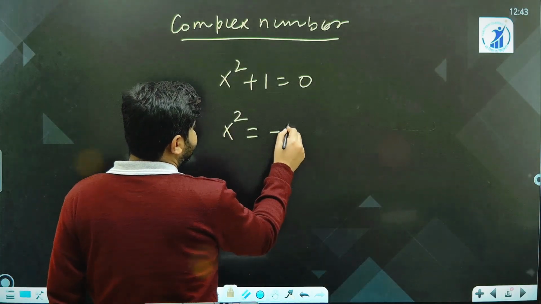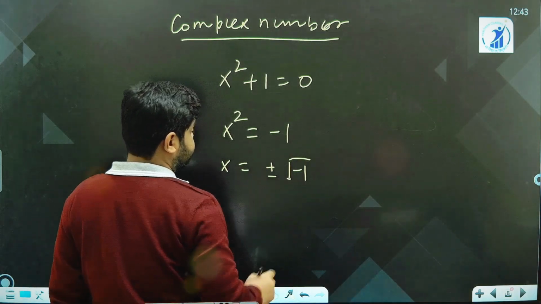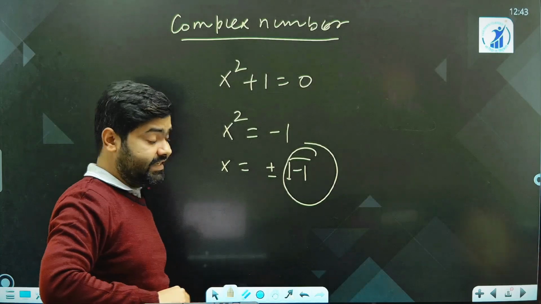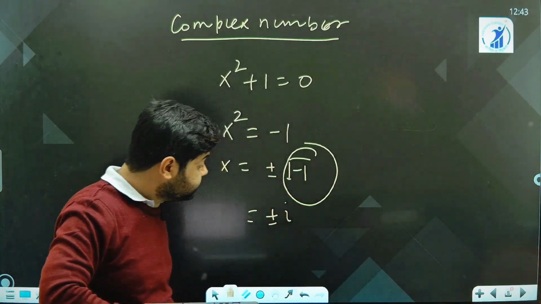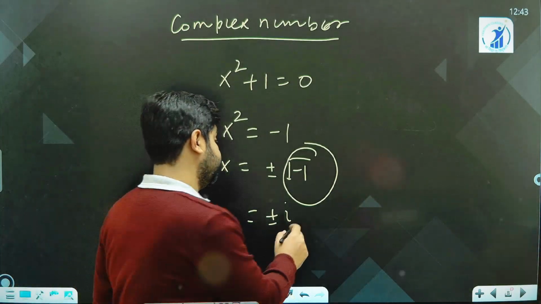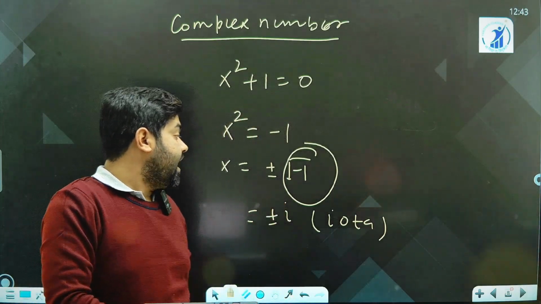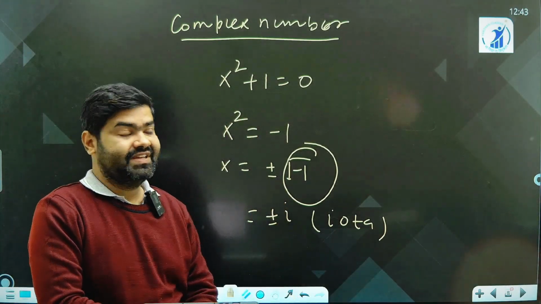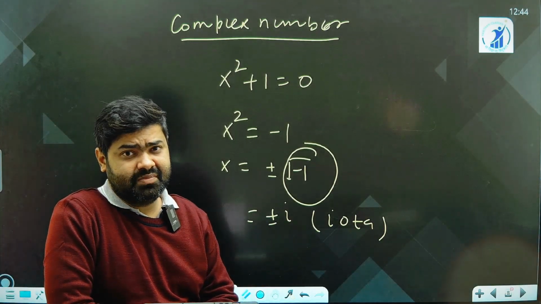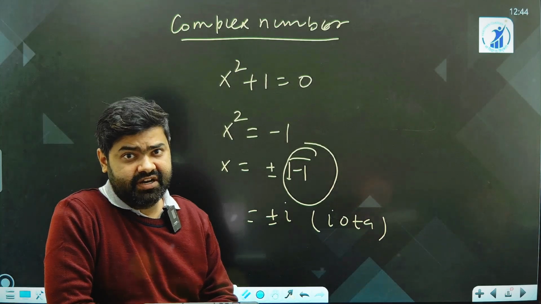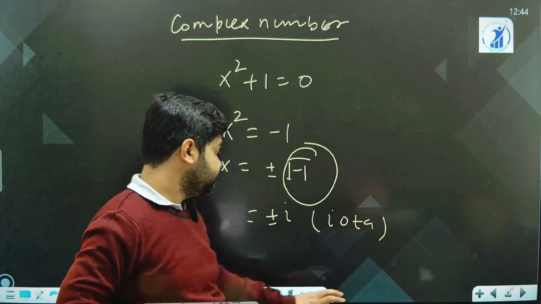x square is equal to minus 1, so x is equal to plus minus root under minus 1. Here, root under minus 1 is represented by iota. So iota is an imaginary number. We can write i is equal to iota. This iota was introduced by the Swiss mathematician Euler. Okay, so we will study the imaginary number.